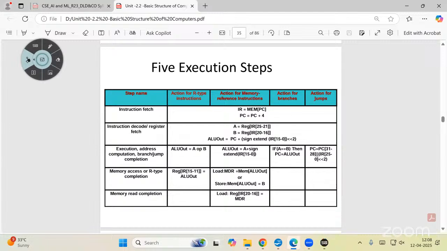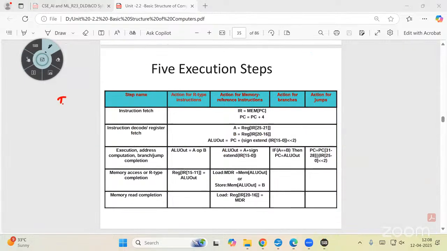Again, the same. I1, I2, I3, I4, I5. First, this one is executing, right? While executing this program, this instruction's address is loaded into the PC, the program counter.